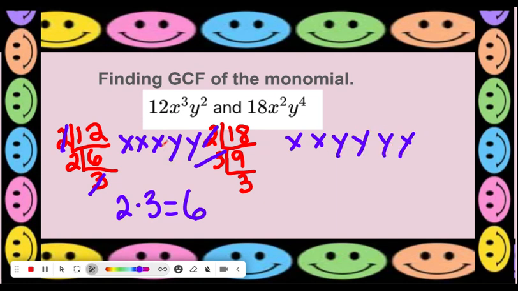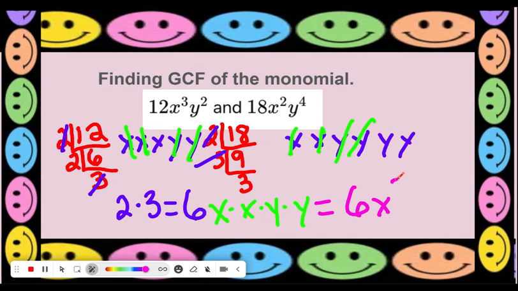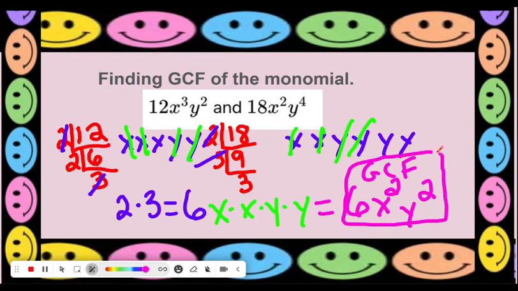So we're going to do the same thing. Change my color. So match, write it down once. Match, write it down once. There's no other x's that match. Let's go to the y's. Match, write it down once. Match, write it down once. So my full answer would be 6x squared y squared. That is the greatest common factor of those two monomials.